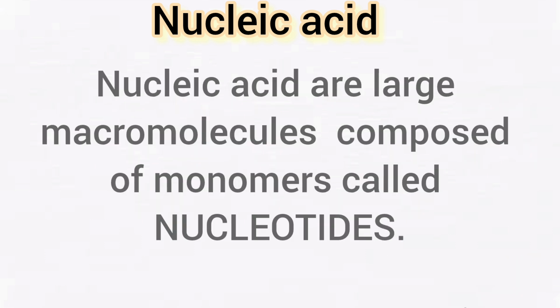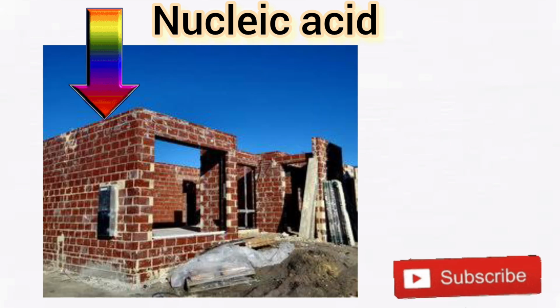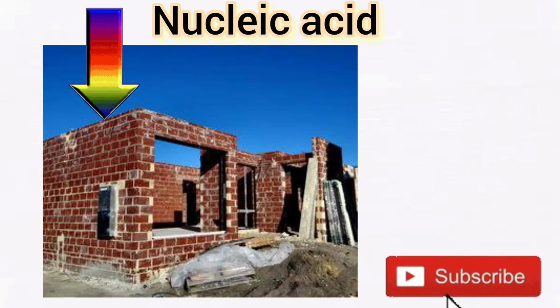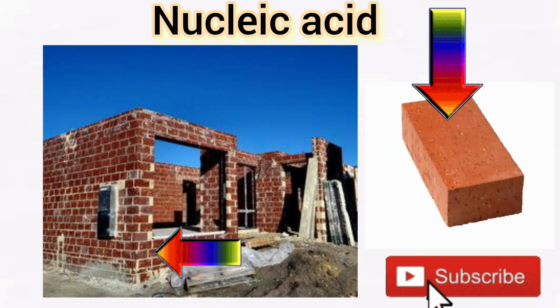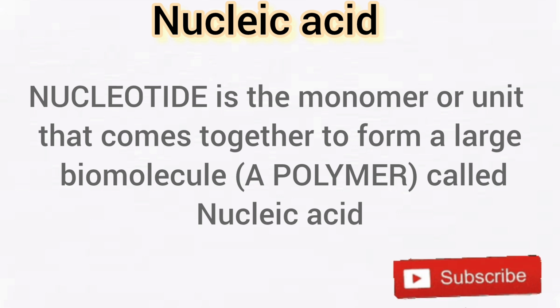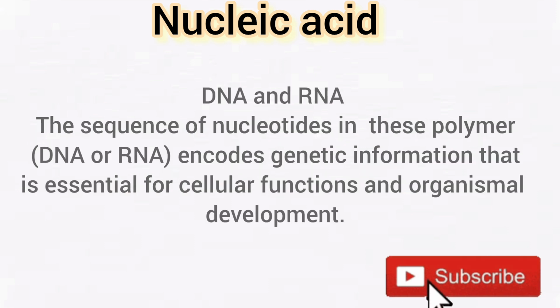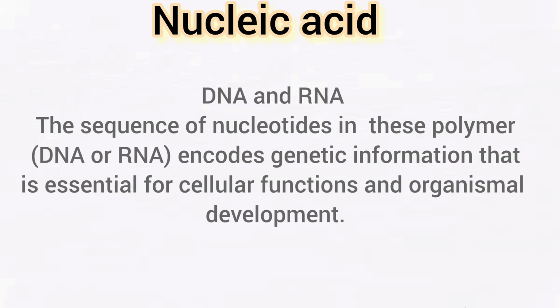Nucleic acids are large macromolecules composed of monomers called nucleotides. Now take a look at this building. Let's assume this is the large macromolecule. It is made up of units such as the bricks that you can see. So the bricks are regarded as the monomer. So nucleotide is the monomer of a large structure called nucleic acid. Remember, units of nucleotide make up the large structure called the nucleic acid, and we have two types of nucleic acid. We have the DNA and RNA.